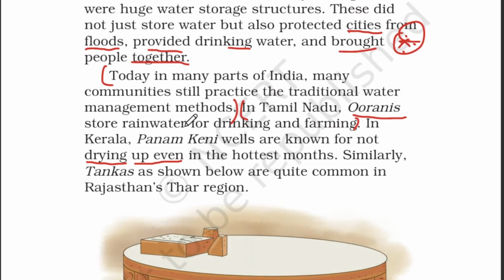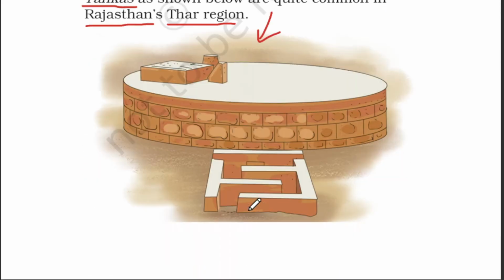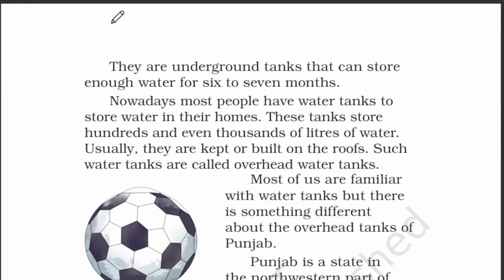Similarly, tankas, as shown below, are quite common in the Rajasthan Thar region. So here, this one is known as tankas. So where is it found? Rajasthan. Next. There are underground tanks that can store water for 6 to 7 months. Even we have an underground water storage method, that is called tanks, water tanks.